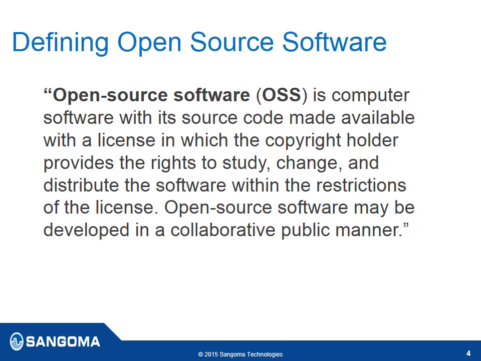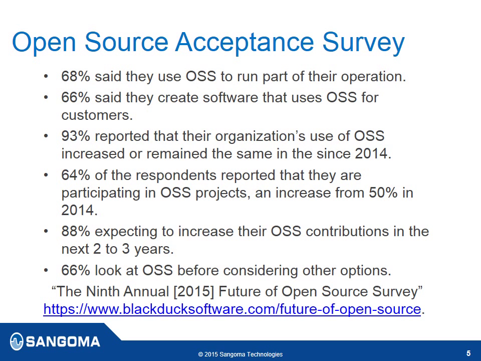One of the things I found, and I looked at a survey, is that open source software has become far more popular in the last few years than you might have expected. Look at some of the figures I'm showing you here. 68% say they're going to use open software somewhere in their operation. They're also going to create software. Their use of open software has increased dramatically since 2014. Many are participating in projects out there. Many are expecting to increase their contributions out there. And they look at open source software before they look at other options. And if you're interested in this survey, the link is at the bottom.